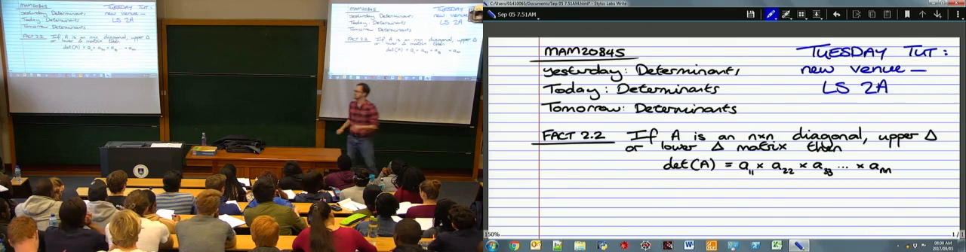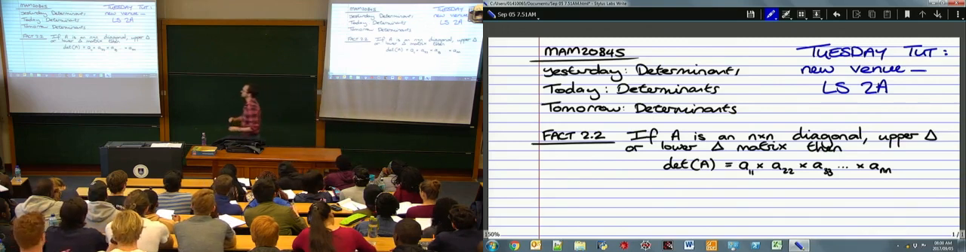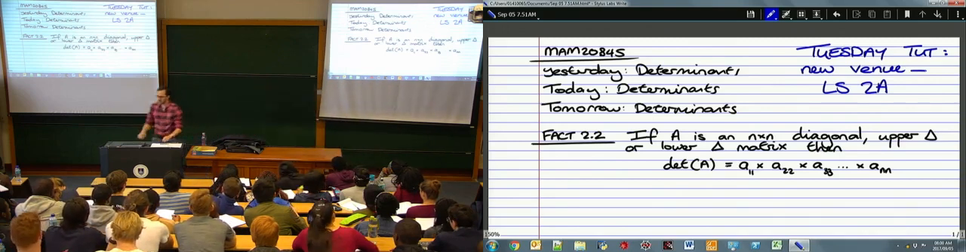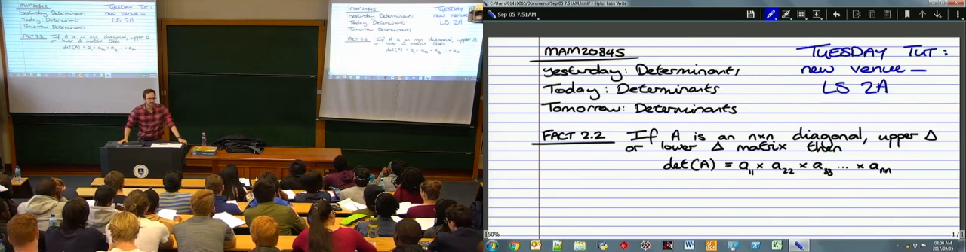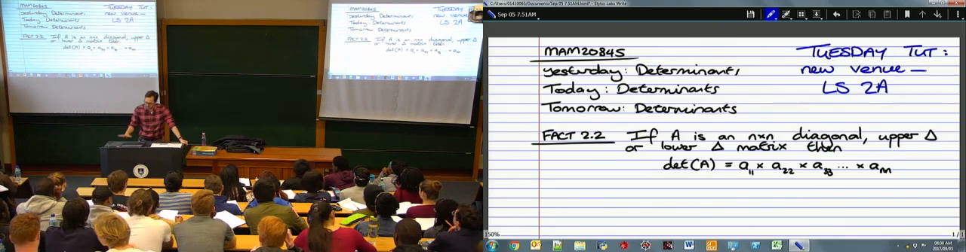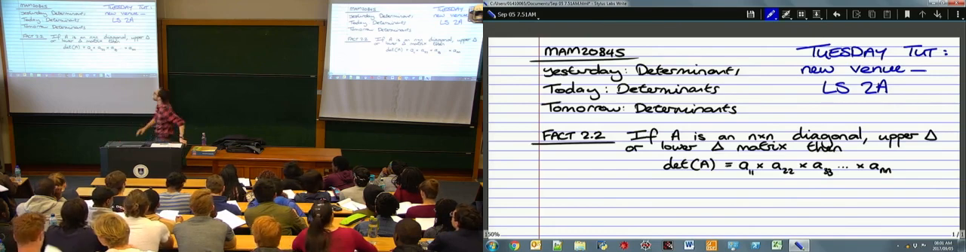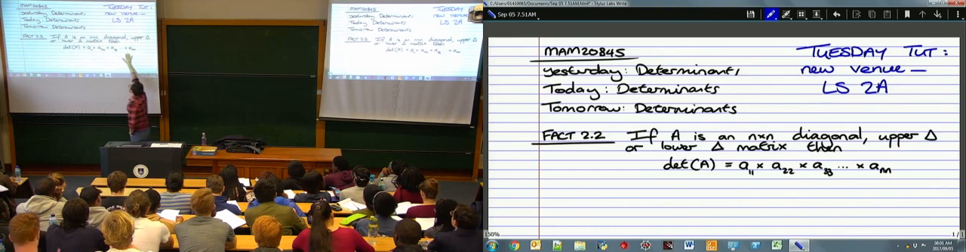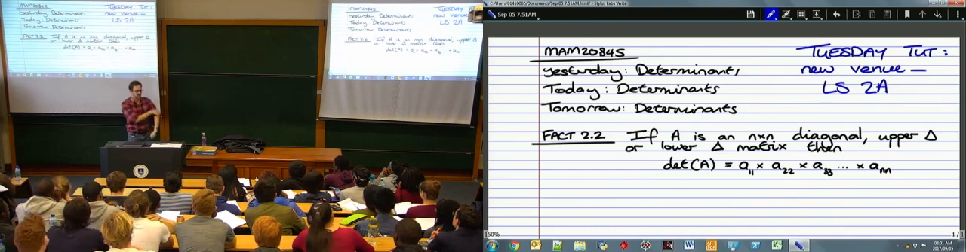And this is something that we discussed right at the end of the last lecture. We said that if we've got certain types of matrix, a diagonal matrix or an upper triangular matrix or a lower triangular matrix, then it's very easy to calculate the determinant. The determinant is simply the product of the entries on the diagonal.